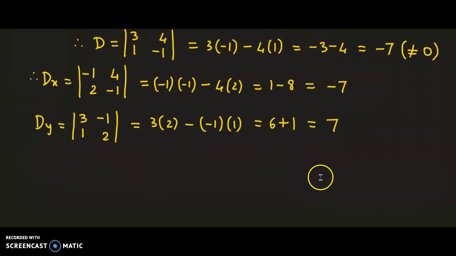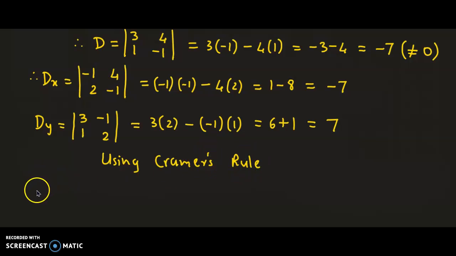And finally, applying Cramer's rule, we could easily obtain x and y. So x can be obtained as Dx divided by D. And the value for Dx is minus 7. D is also minus 7. So we have x is equal to 1.